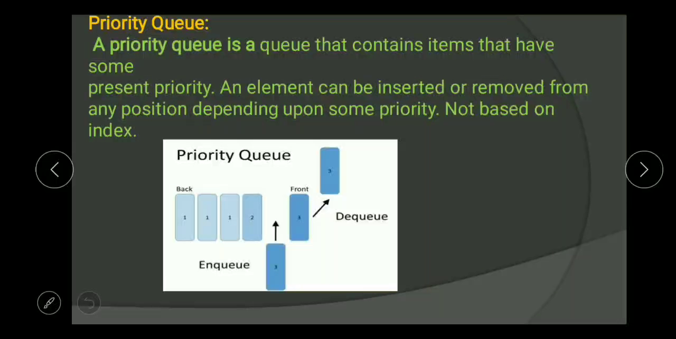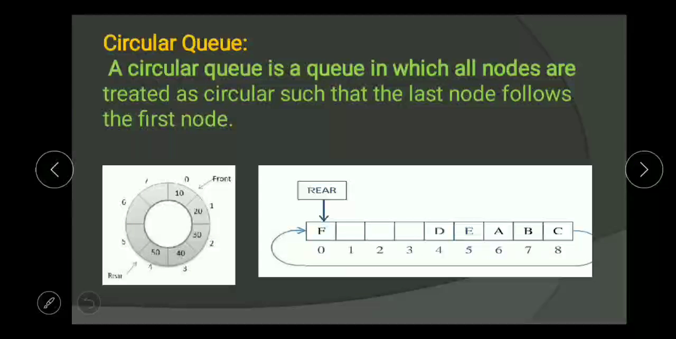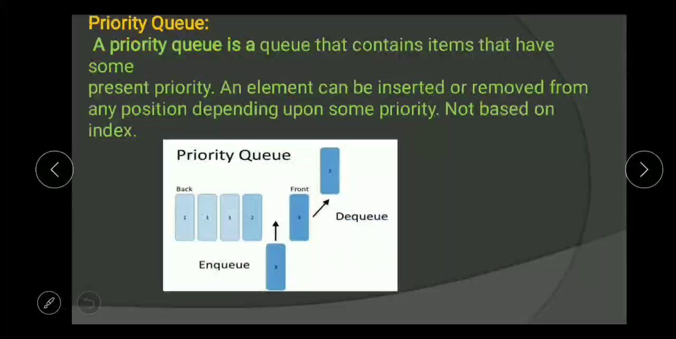Priority queue. A priority queue is a queue that contains items that have some preset priority. An element can be inserted or removed from any position depending upon some priority, not based on the index like circular queue and simple queue. Circular queue and simple queue are based on the index number, insertion and deletion based on the index number. But in the priority queue, insertion and deletion is based on the priority. This is about priority queue.